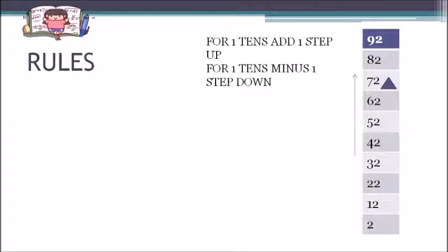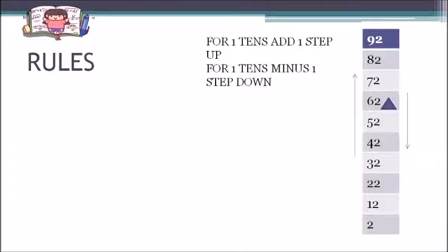Now let's see the subtraction. Just imagine you are standing at the position of 72 and someone asks you to subtract 1 tens. Then what do you have to do? You can come one step downwards. For 1 tens subtraction, you will come one step downward. For 2 tens subtraction, you will come 2 steps downward. So whenever it comes to subtraction, you will come downwards.